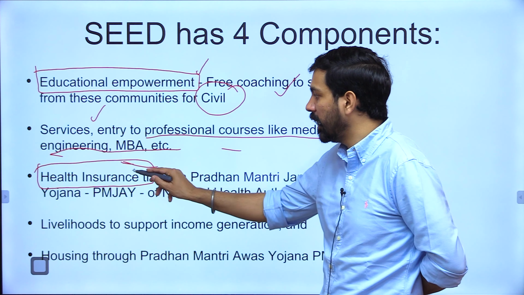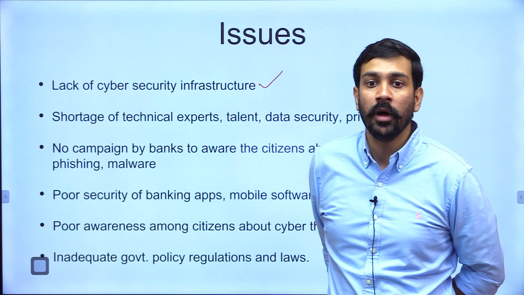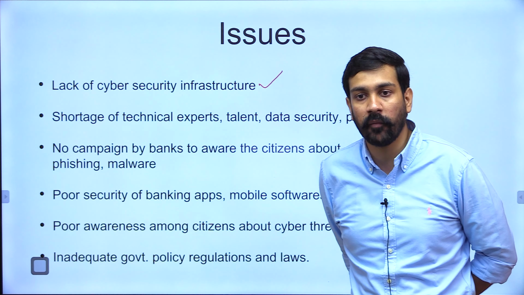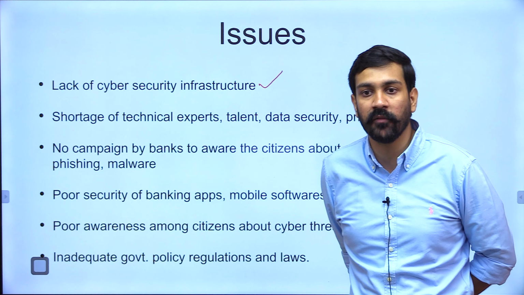Moving forward, what are the issues? Why do these types of things keep on happening? First of all, there is a lack of cyber security infrastructure. Our security infrastructure is not up to date with respect to emerging technology. We are lagging behind in the creation of infrastructure that can protect us from the vulnerabilities of those emerging technologies. Second issue, we do not have enough technical experts and talent that can develop software or programs that can protect us against such malicious attacks.